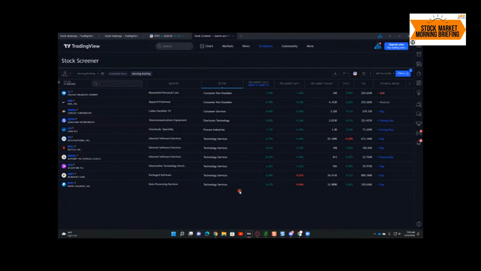The names that we are looking at here, though: Facebook, Netflix, Google, internet software and services, technology services, process industries. So in the S&P, we have financial names, and in the Nasdaq 100, we don't have financial names. So we're sitting here looking at the S&P, and all the names that are up at least a half of a percent, none of them are financials.